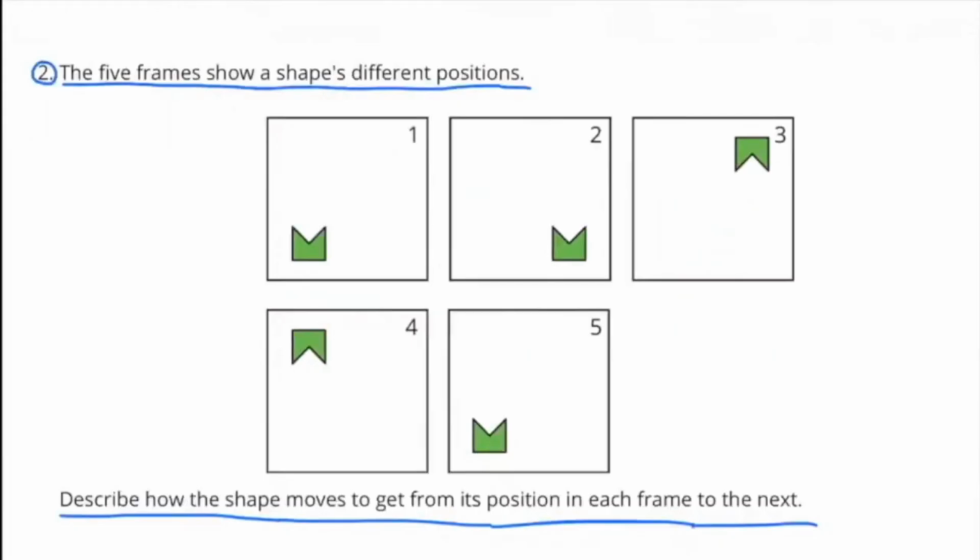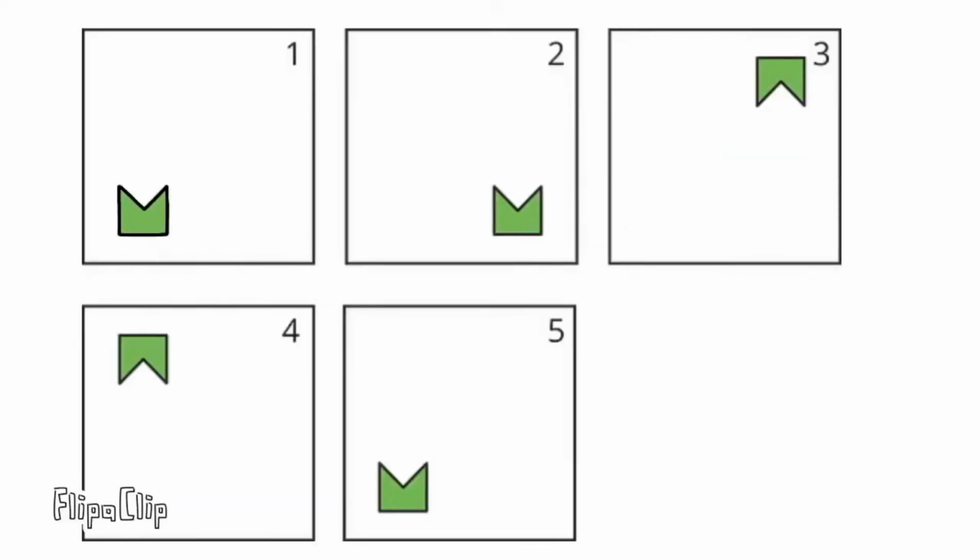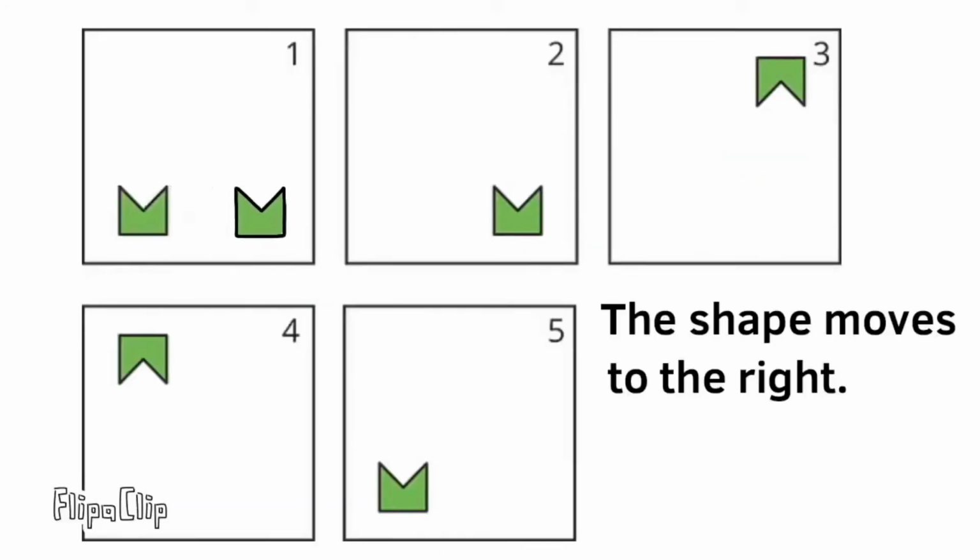Number 2. The 5 frames show a shape's different positions. Describe how the shape moves to get from its position in each frame to the next. For the shape to get from its frame 1 position to its frame 2 position, it moves to the right.